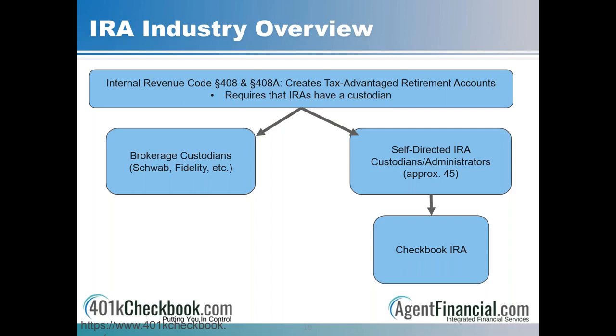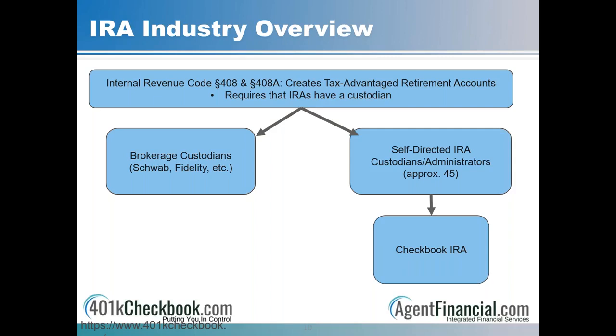Now, underneath that, there emerged brokerage custodians. Those are your Schwab, Fidelity, etc. And they're the ones that provide mutual funds and stock investments. And those companies are primarily in the investment business. They're not really in the IRA business. They just realized that, hey, we can use IRAs as a great conduit to funnel money to our investment platform. So they hung out their shingles, get your IRA, and they naturally dominated the space.